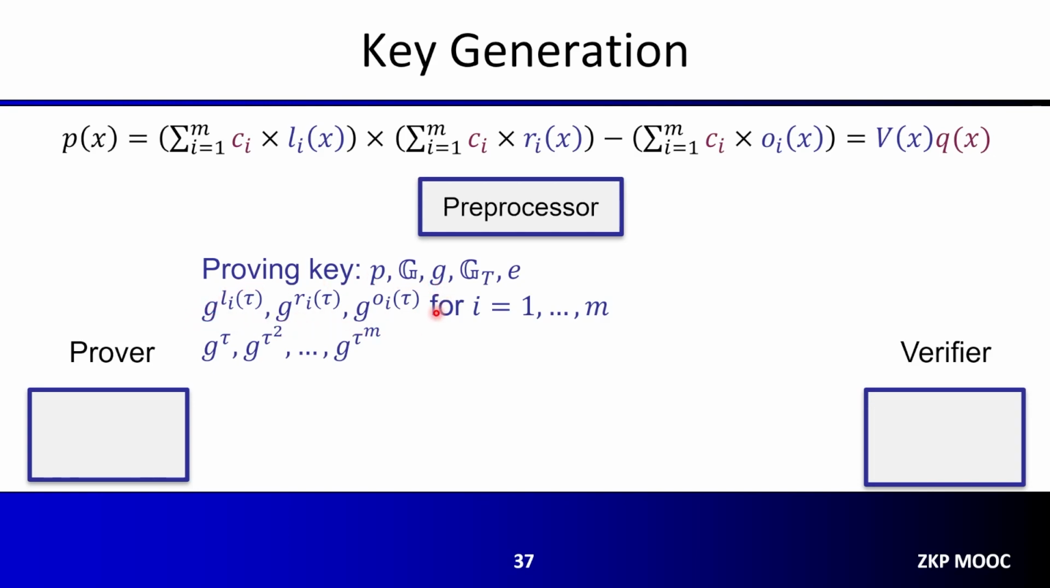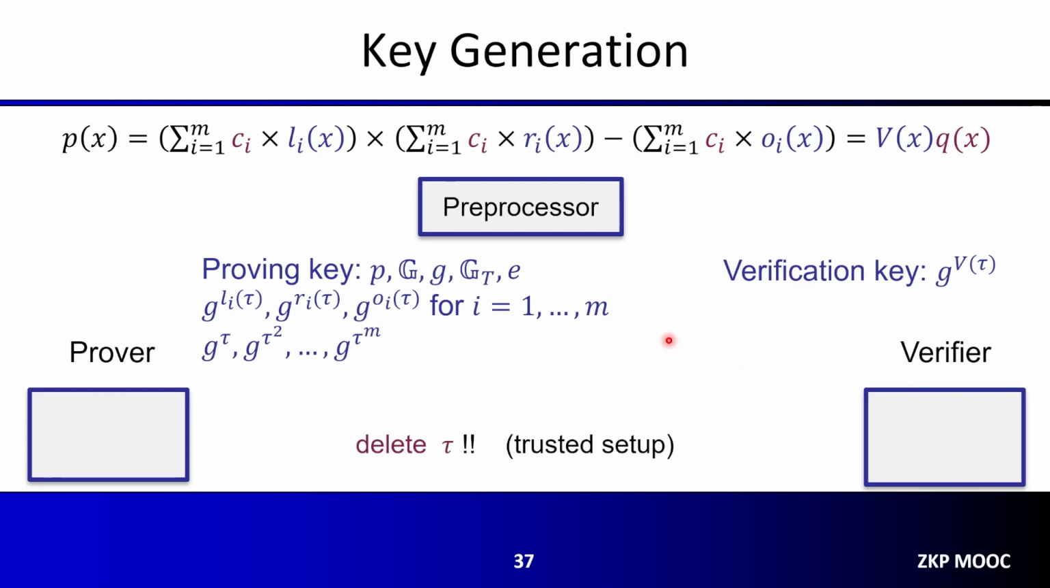And these proving keys depend on the circuit. They're defined by the selector polynomials, which are again defined by the connections of the circuit. That is why this preprocessing phase is circuit dependent. For every computation you're trying to prove, you have to generate a different set of proving keys. And then we have a verification key, which is g to the power of V evaluated at tau, where V is the vanishing polynomial, and that is known by the verifier. After this, the most important step is we have to delete this tau completely.